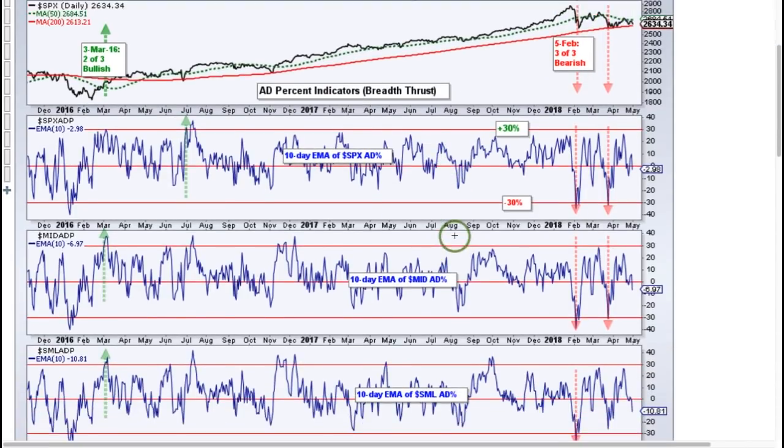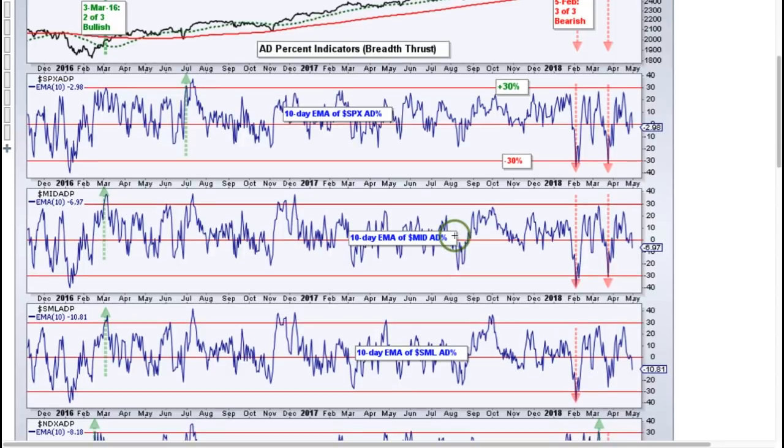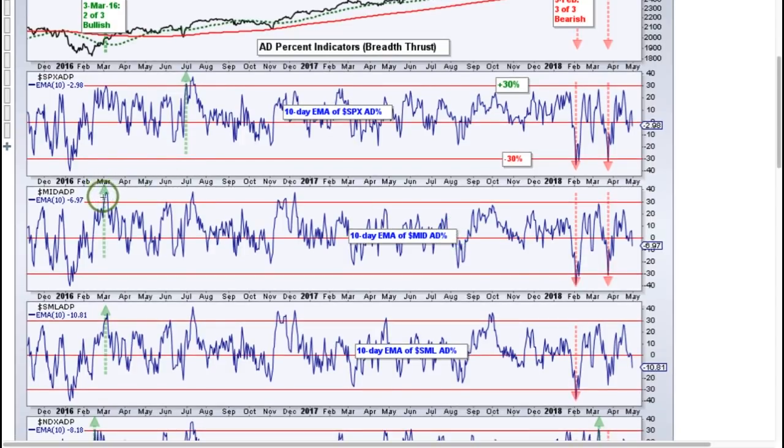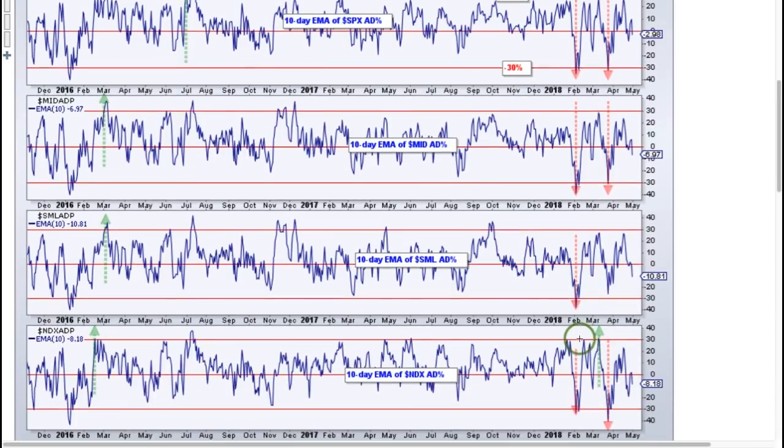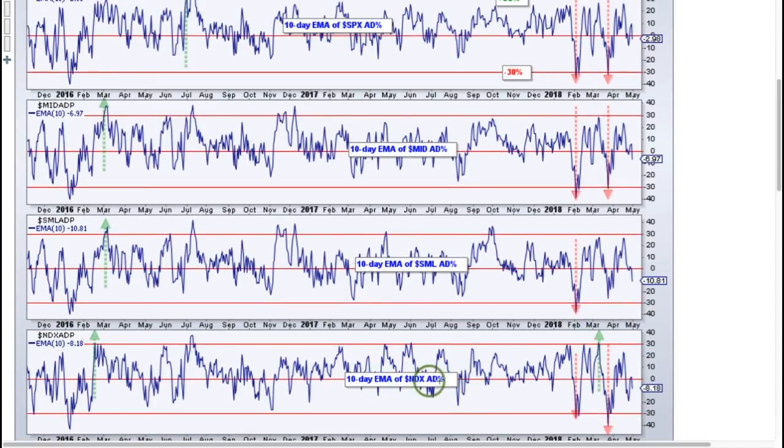So you can see the individual charts that triggered these signals. We had two of the three trigger in early March here. That would be mid caps and small caps. And then the S&P 500 didn't trigger until the end of June. And then all three triggered, of course, in early February. And I've also got the indicator for the NASDAQ 100 as well on this chart.